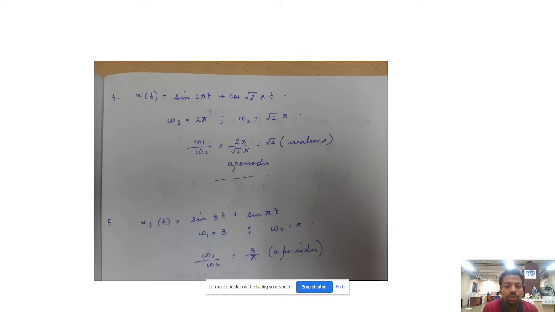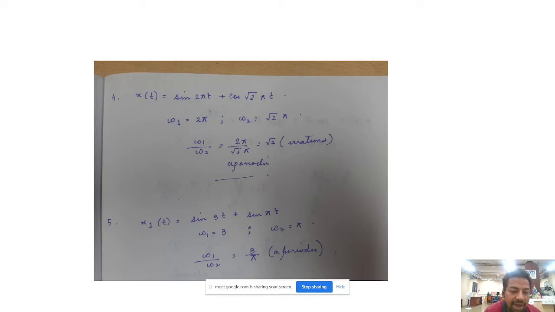And we all know that root 2 is an irrational number, because a number or a ratio is said to be a rational number if it is of the form p by q, where q is not equal to 0 and both p and q belong to integers. And we know root 2 is not an integer value, isn't it? The value of root 2 is almost 1.4142. So this is an aperiodic signal.